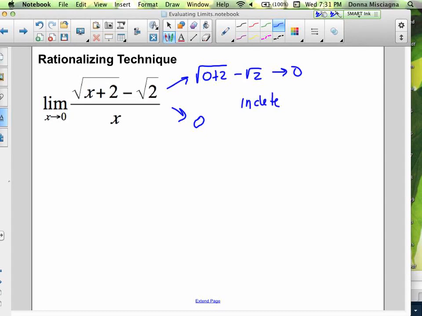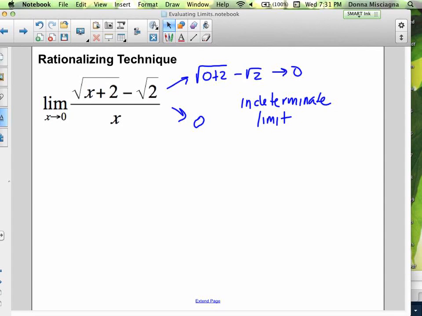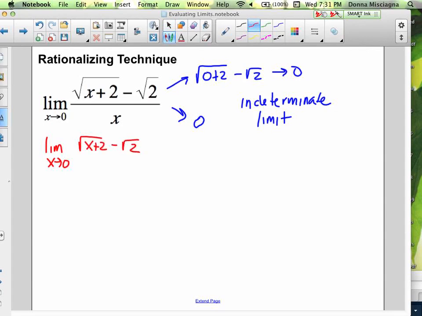We have a fraction. So let's rationalize this numerator and multiply by the conjugate, and then we will be able to use substitution. So we have the limit as x approaches 0 of square root of x plus 2 minus the square root of 2, divided by x times square root of x plus 2 plus, opposite sign, square root of 2, and then of course we need the same on top: square root of x plus 2 plus square root of 2.